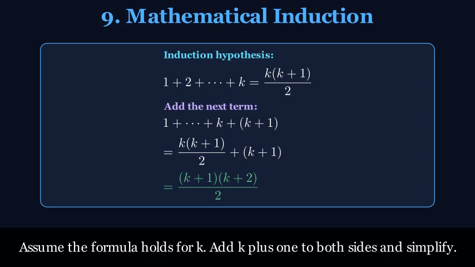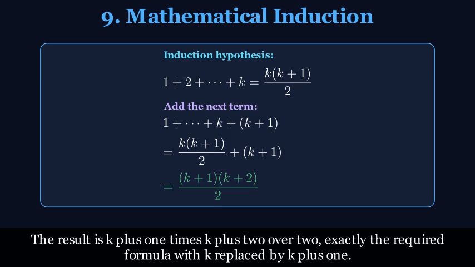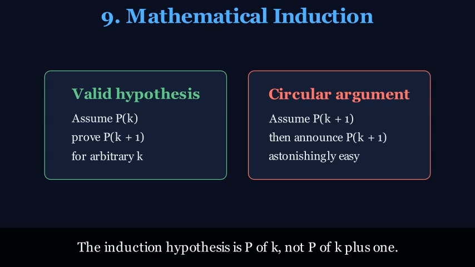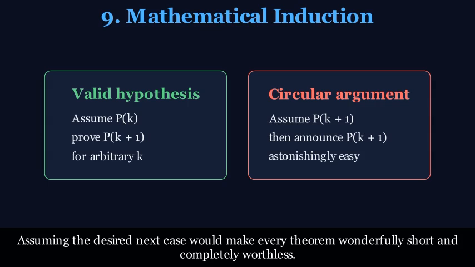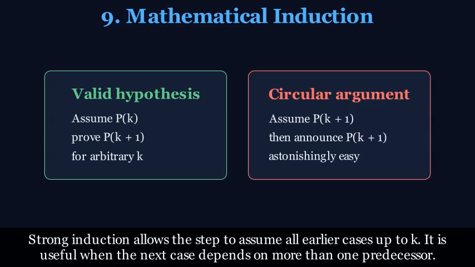Assume the formula holds for k. Add k plus 1 to both sides and simplify. The result is (k plus 1) times (k plus 2) over 2, exactly the required formula with k replaced by k plus 1. The induction hypothesis is P of k, not P of k plus 1. Assuming the desired next case would make every theorem wonderfully short and completely worthless. Strong induction allows the step to assume all earlier cases up to k. It is useful when the next case depends on more than one predecessor.